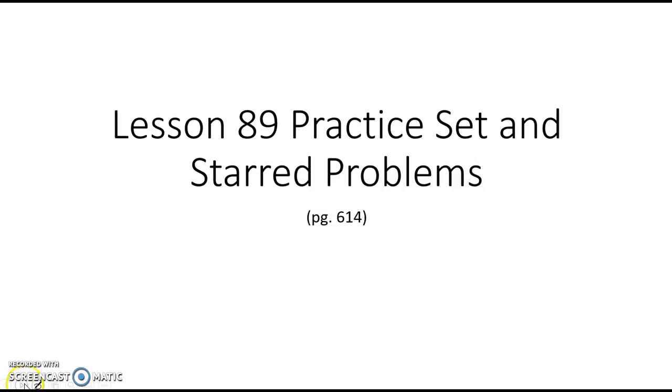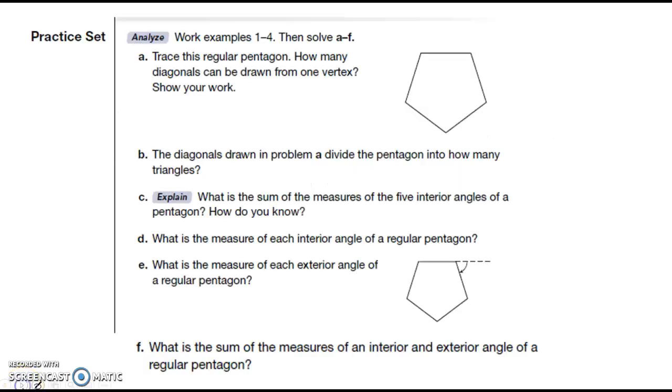Today we're going to be talking about internal and external angles of a polygon. So it says, trace this regular polygon. How many diagonals can be drawn from one vertex? And remember, vertex is a fancy name for corner.